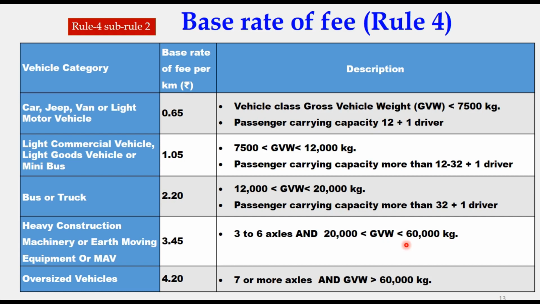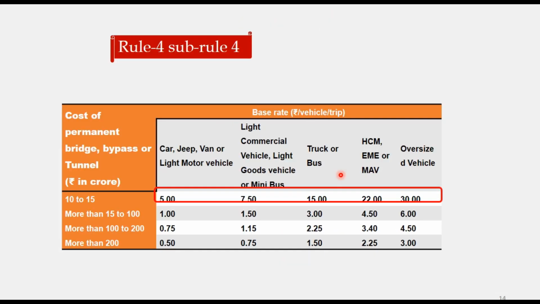Now, what this rule says is that projects of two-lane national highway requiring more than 1 crore per kilometer of investment are levied with a fee equal to 60% of the fee provided in this table. Now, Rule 4, Sub Rule 4 says that if the construction cost of the permanent bridge, tunnels or bypass exceeds 10 crore, then the base rates in this table are to be used.